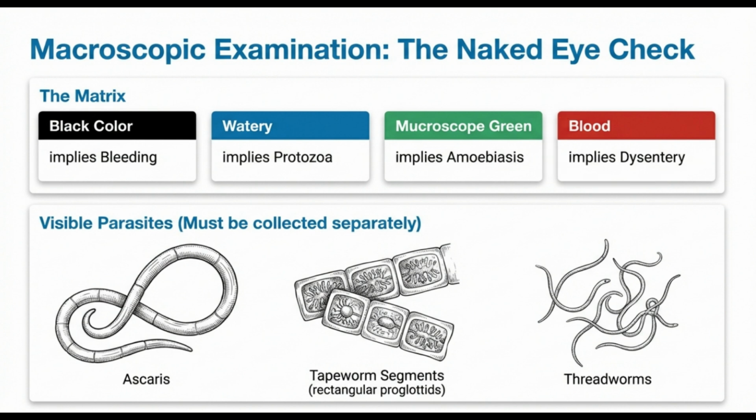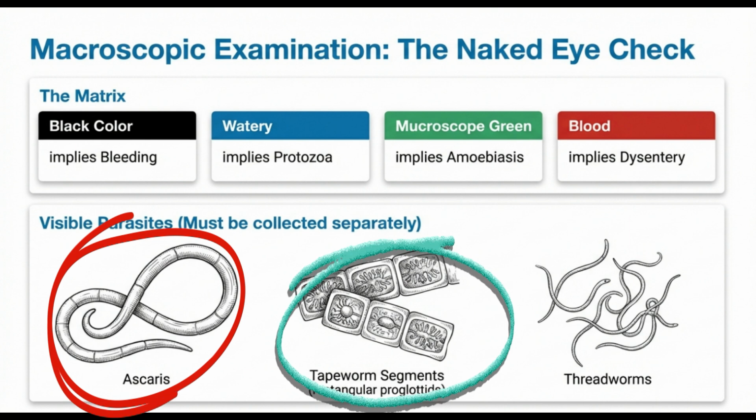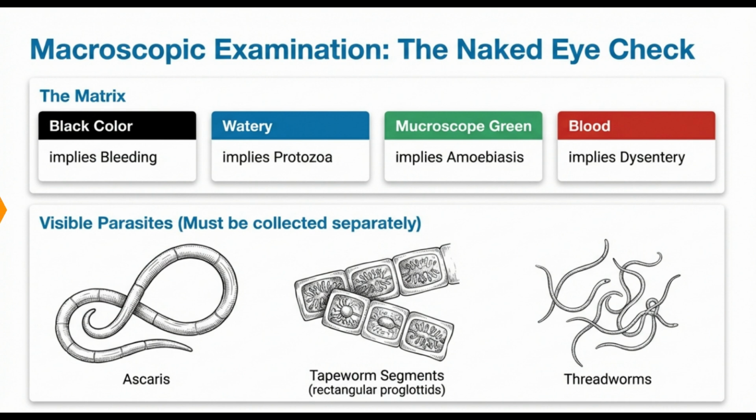We're also on the lookout for visible parasites themselves, things like ascaris or tapeworm segments. And the rule is clear. If you see them, they must be collected separately for identification.